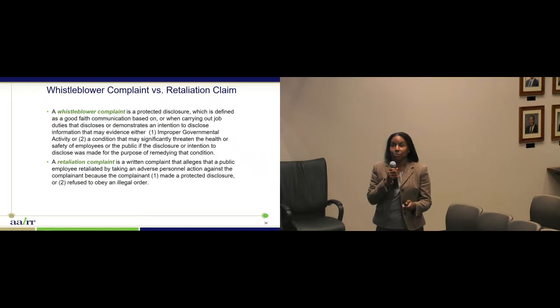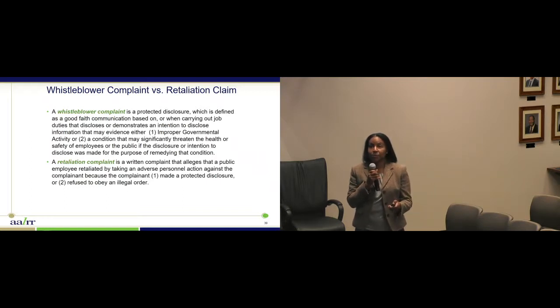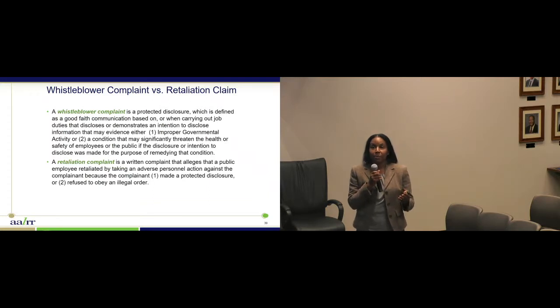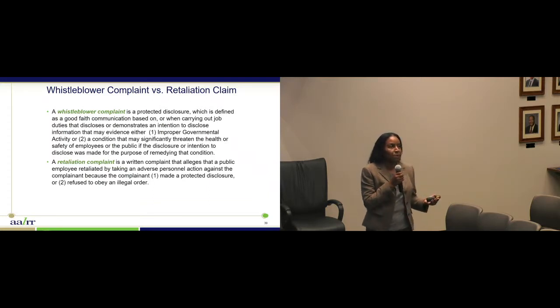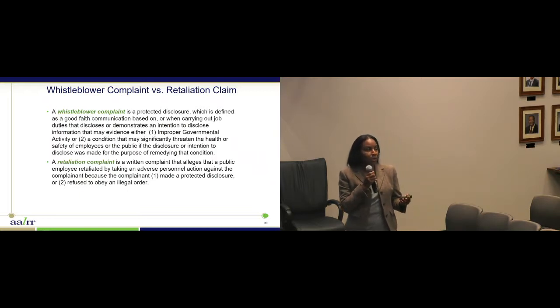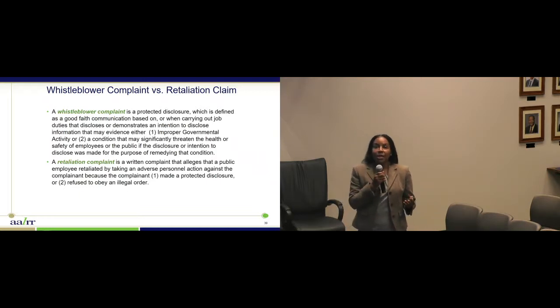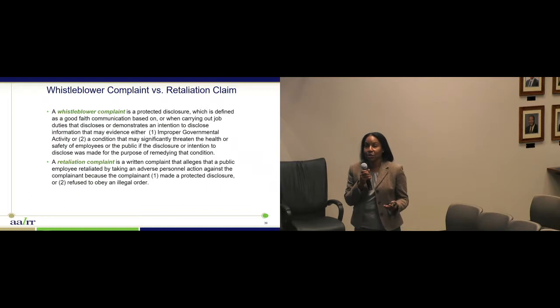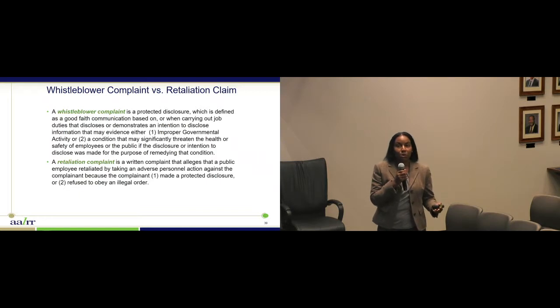And so we had already talked about a whistleblower complaint versus a retaliation claim. The whistleblower complaint is a protected disclosure, which is defined as a good faith communication based on or when carrying out job duties. So really you're allowed to make these statements if you think someone's not following regulation or doing something like embezzling or wasting taxpayer money or something to that effect. A retaliation complaint is a written complaint that alleges that a public employee retaliated by taking an adverse personnel action against the complainant because you made a protected disclosure, because you said that you thought that something was going wrong, or that you refused to obey an illegal order.